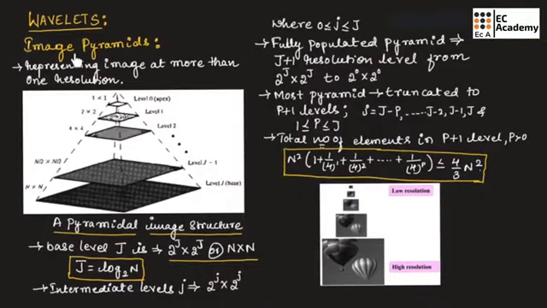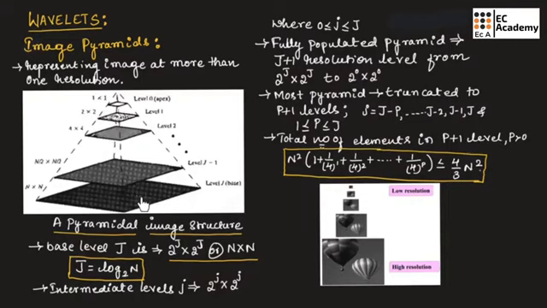Now let us understand image pyramids. An image pyramid is a powerful and simple structure for representing an image at more than one resolution. It is a collection of decreasing resolution representations of images arranged in the shape of a pyramid. It was originally used for image compression applications.